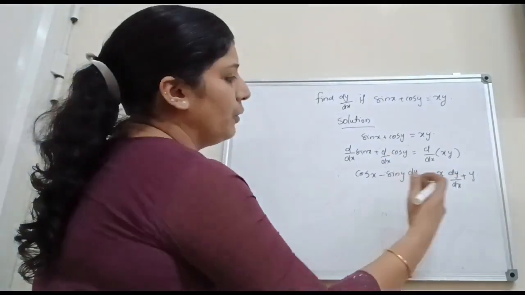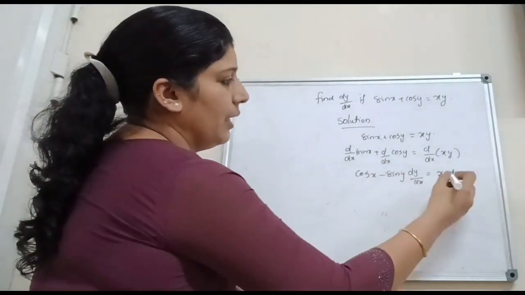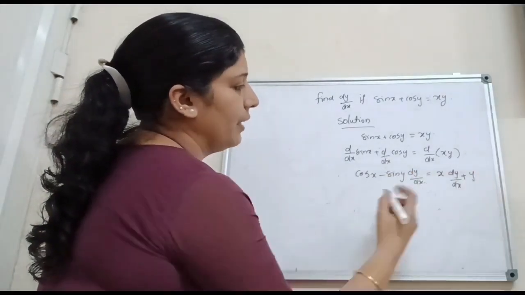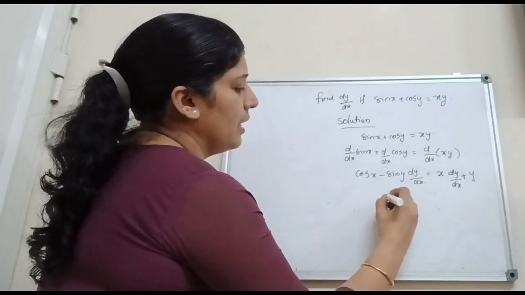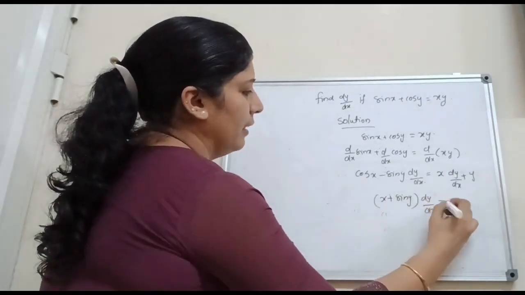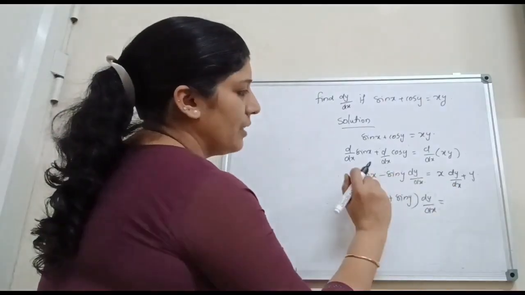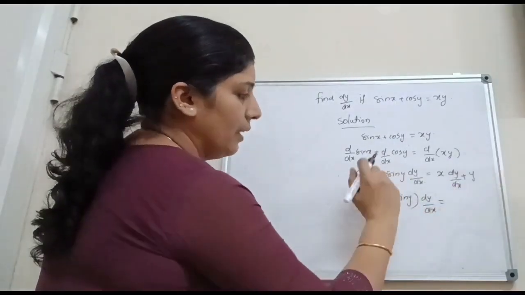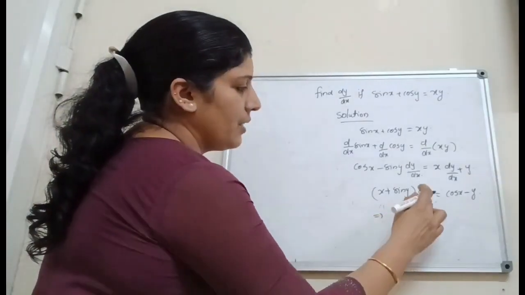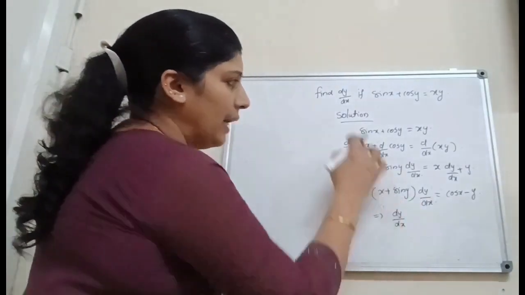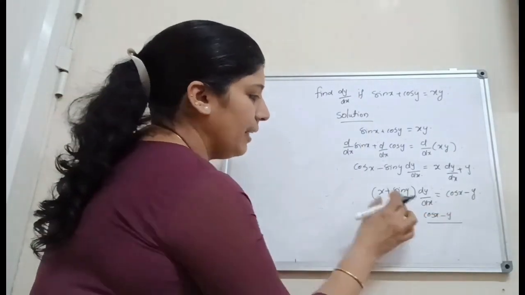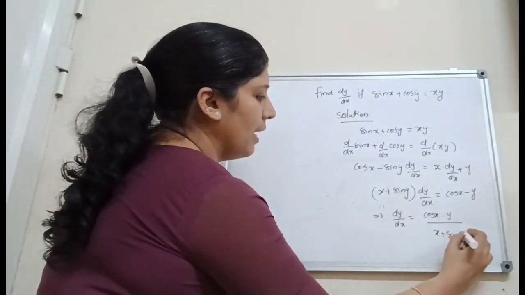Then next we have to arrange the dy by dx term. Now here we can take minus sin y dy by dx on this side. That is, it can be expressed as x plus sin y into dy by dx equal to, then next we can consider y on the left side, that is cos x minus y. Here we have to find out dy by dx. Therefore, dy by dx equal to what? Cos x minus y divided by x plus sin y.